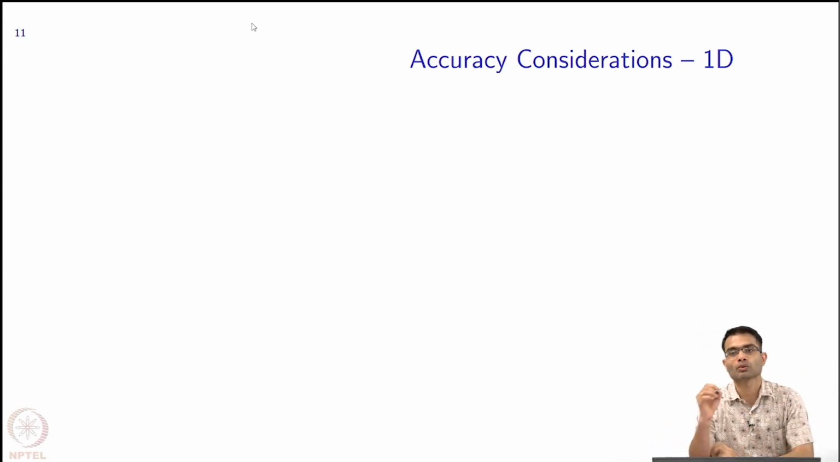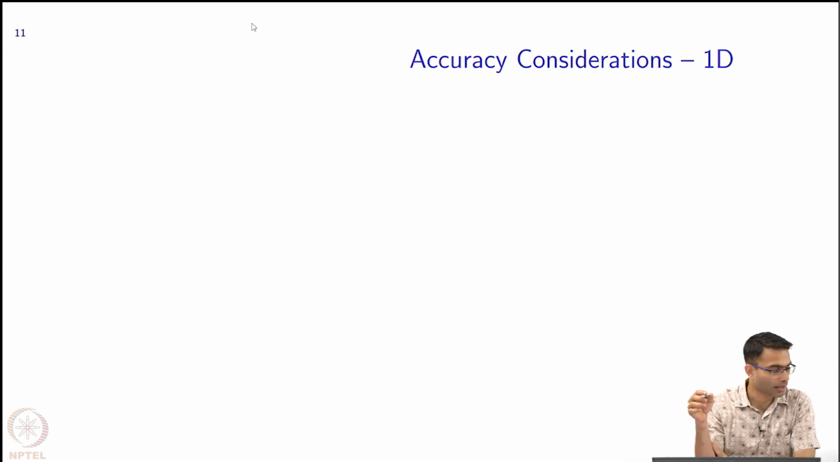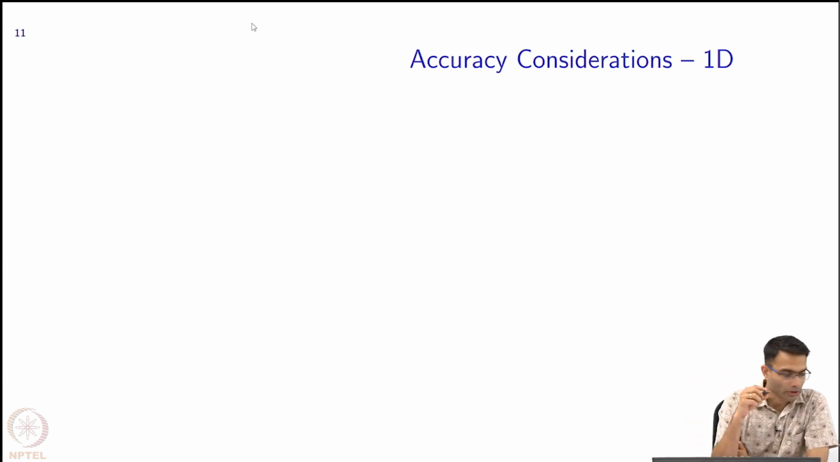Alright, so having looked at stability as a criteria in FDTD, the next thing that we want to look at is accuracy of electromagnetic field propagating in the YEE grid. Okay, so under accuracy considerations, we will pose a very general question.